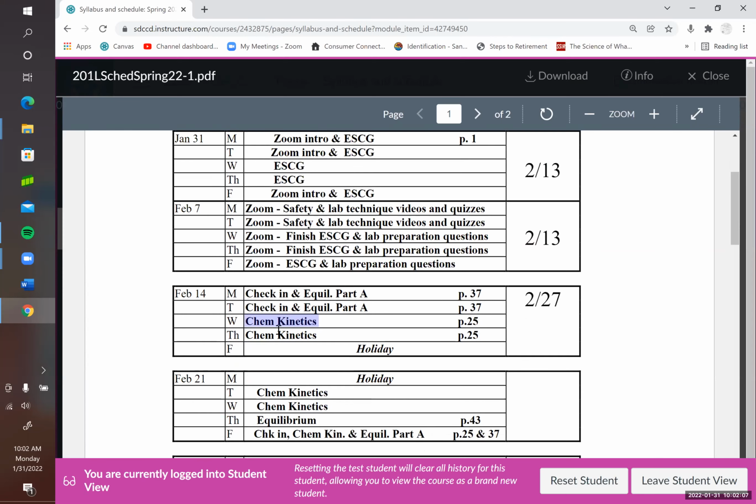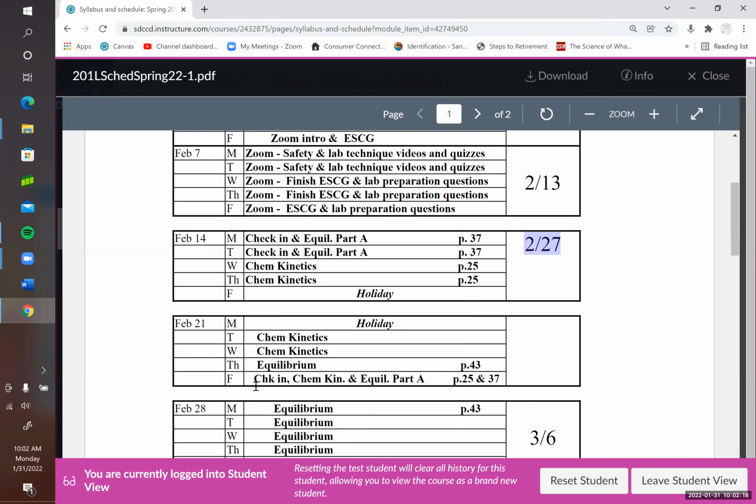And so we're going to do that kinetics experiment, start on Wednesday. The kinetics experiment is due on the 27th. We're going to finish it the next week because we have this holiday on Monday. We're going to finish that kinetics experiment on Wednesday. And then it's due the 27th, Sunday. That's the day before we meet on Monday, the 28th, to start a different lab.